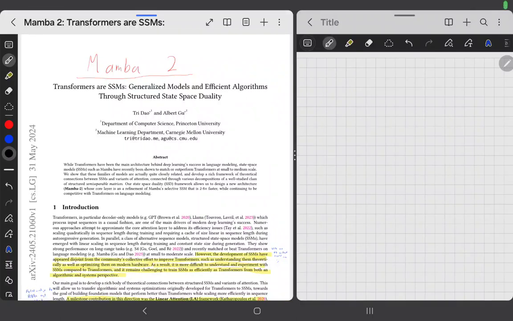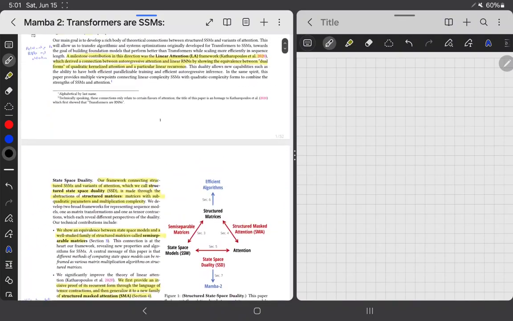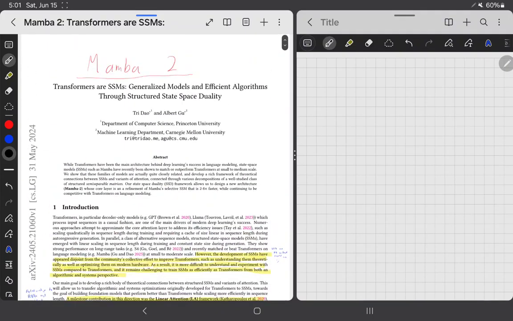Mamba 2 is out, and there's this massive paper. How many pages is it? It is 52 pages, well, kind of massive, that was released with it, and the authors basically developed this theory behind Mamba, SSMs, and their connection to transformers, which is very cool to see.